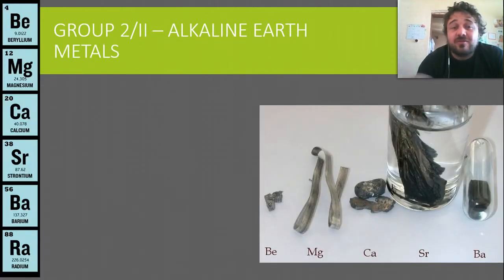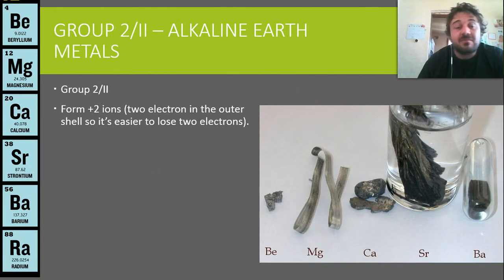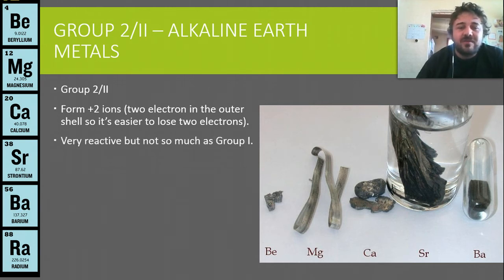Now if we get into our group 2s, our alkaline earth metals, we're talking about beryllium down to radium. Okay, this is a pretty cool group as well. They form 2+ ions. Okay. It's easier for them to lose the two electrons in the outer shell than it is to gain 6. They're very reactive still, but they're not as reactive as group 1. Okay, like they just aren't.